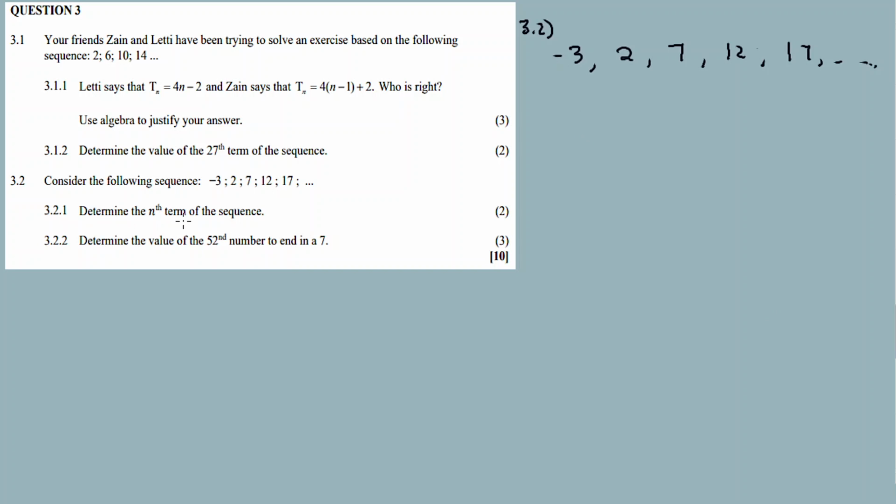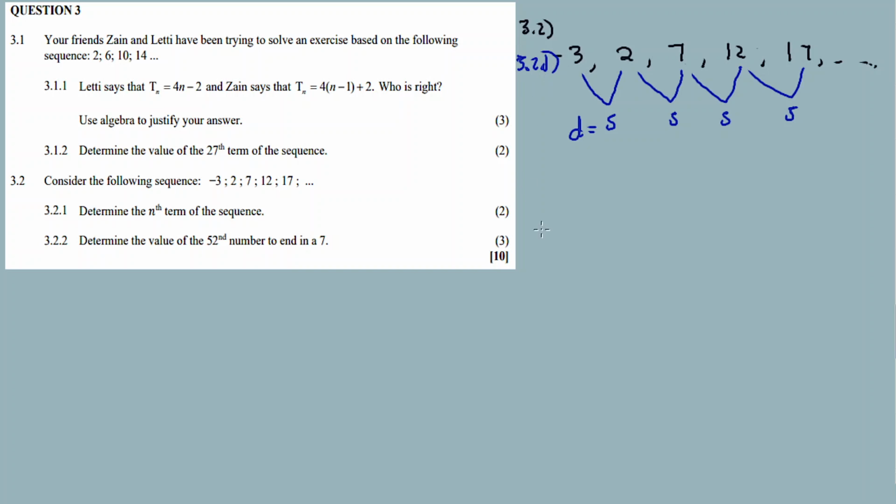Alright, we need the nth term of the sequence. Since it's the same thing, we do what we did in 3.1. We check the nature of the sequence. So 2 minus negative 3, I should get 5. 7 minus 2 is 5. 12 minus 7 is 5. 17 minus 12 is 5. Okay, we have a common difference, 5, 5, 5, 5, 5. So it's a linear pattern.